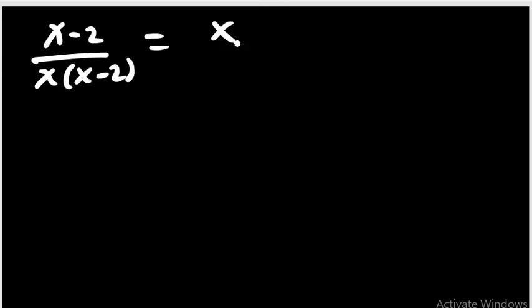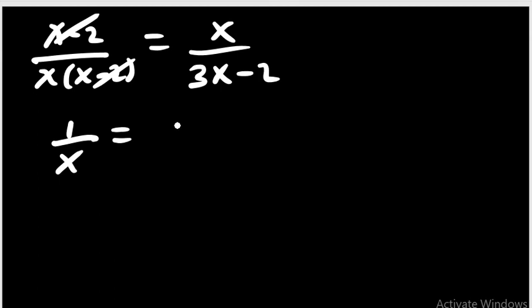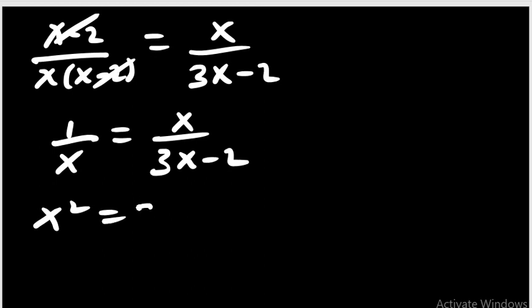So what did we have? x minus 2 over x into x minus 2 is equal to x over 3x minus 2. We were here. You can cancel x minus 2 with x minus 2 here. Then what's left? 1 over x is equal to x over 3x minus 2. Then crisscross here. x squared is equal to 3x minus 2.